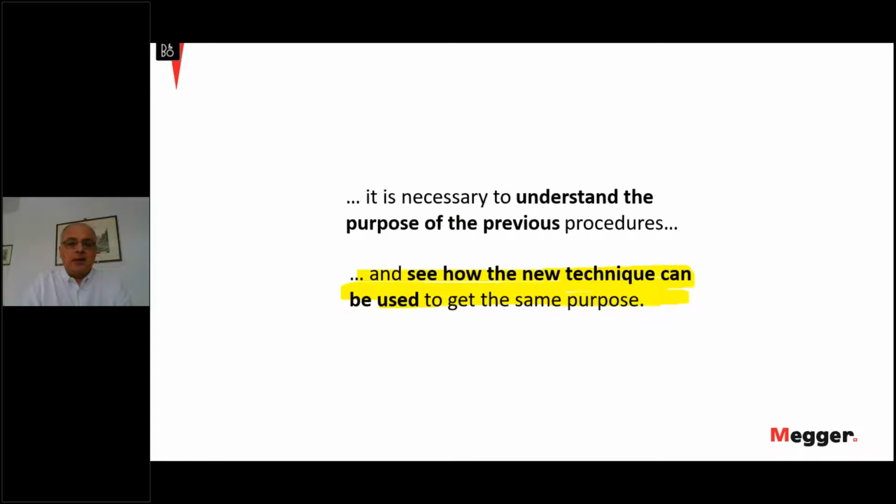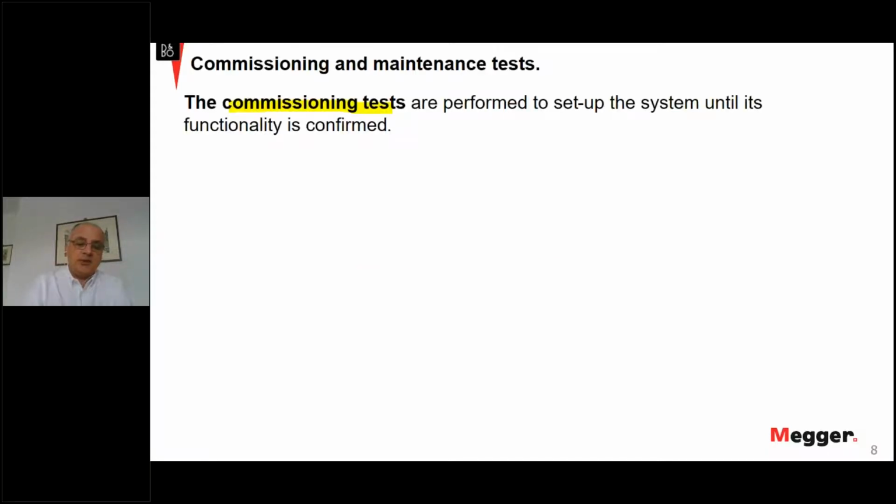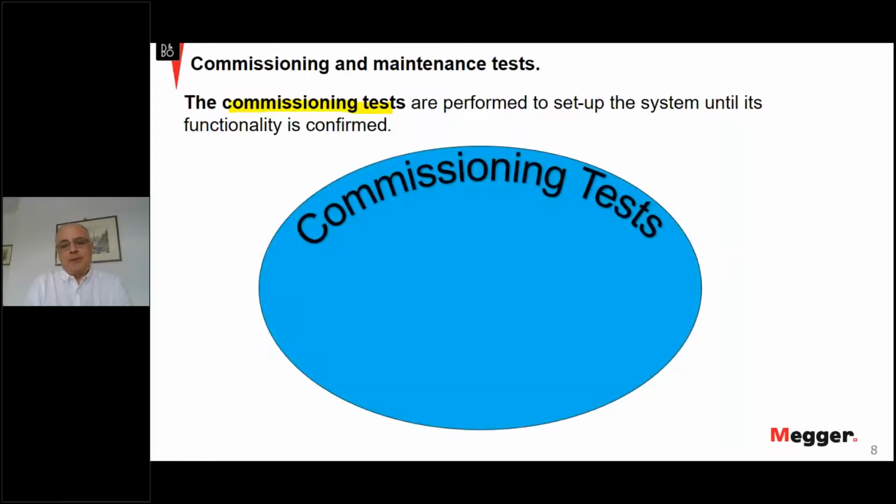So again, it's necessary to understand the purpose of the previous procedures and see how the new technique can be used to get the same purpose. And let's start to see what we do when you do commissioning tests and what we do when you do maintenance tests. Commissioning tests we do to set up the system, to make sure that the system works. And we test the devices, we test ourselves, we test our settings, we test the customer, we test a lot of things to make sure the system works.